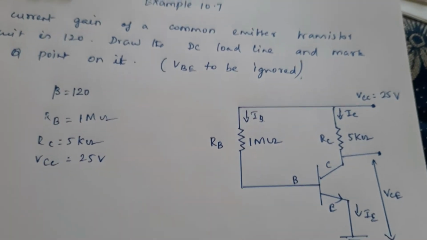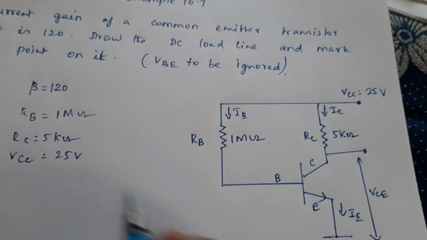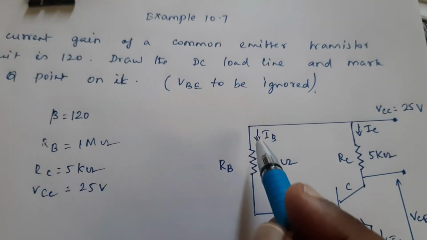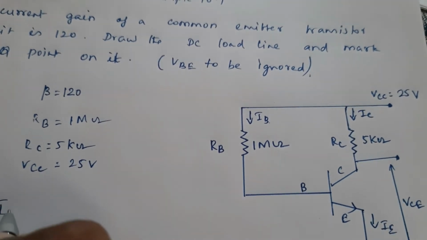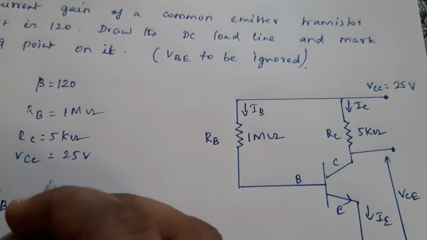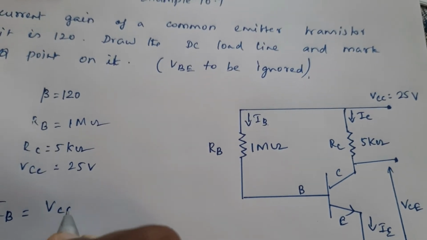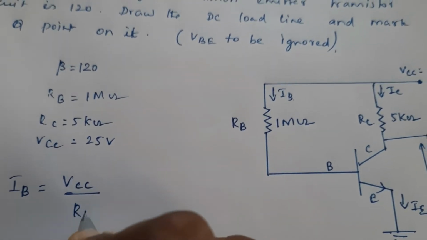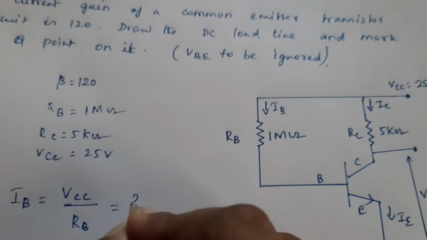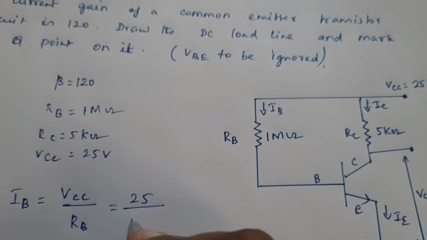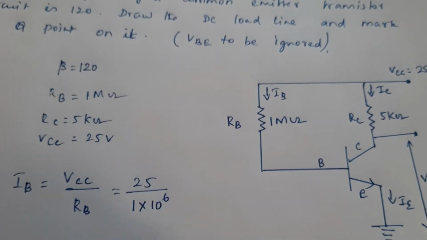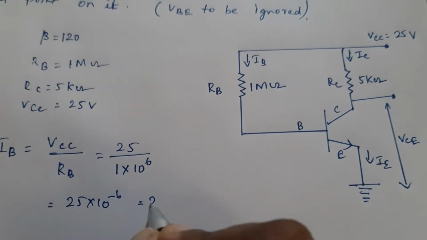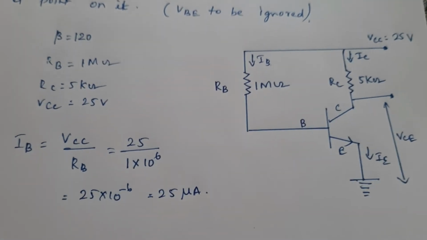Now we have to find out the Q point and the load line. Okay, now first we'll go for finding the base current. So IB current is passing here. So IB is equal to VCC by RB. What is VCC? 25. 25 by 1 mega ohm, so 1 into 10 raised to 6. So it is 25 into 10 raised to minus 6. That is 25 microampere.